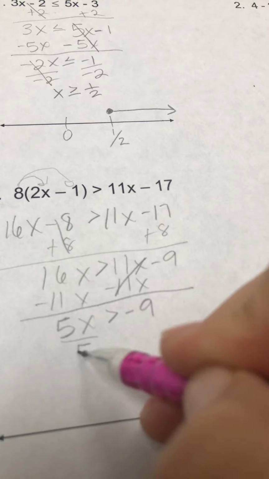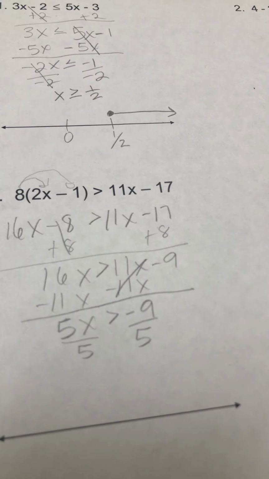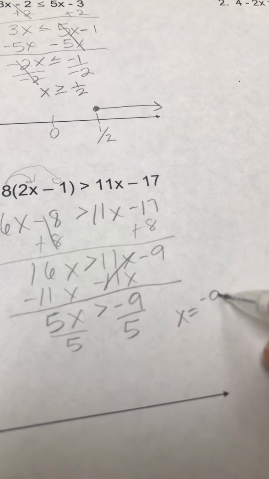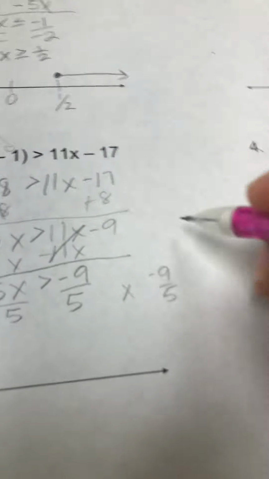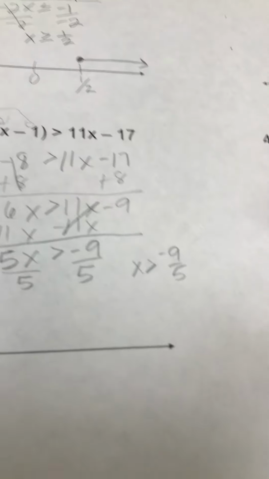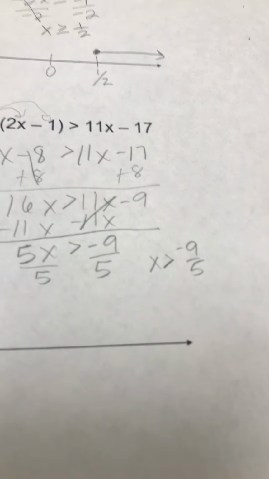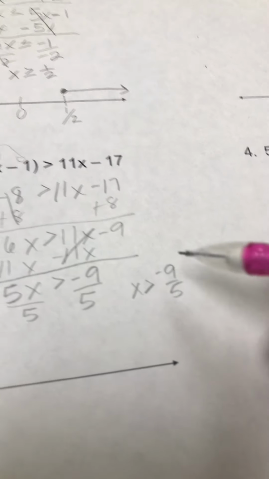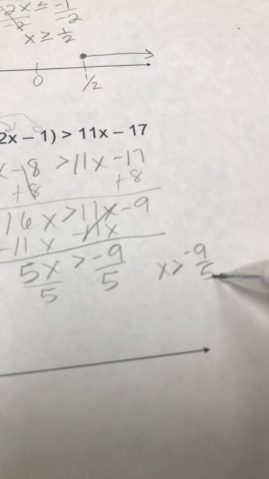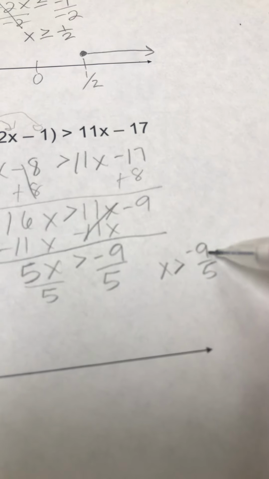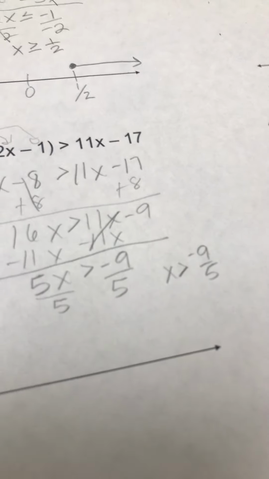Now you're going to divide by 5 on both sides. And you get x is greater than negative 9/5. Still used to writing equals. Your sign stays the same. We didn't divide or multiply by a negative, so our sign doesn't flip. So this is our answer. It doesn't reduce any further. Okay, 5 is a prime number, and it doesn't go into 9 equally. So we cannot reduce that anymore.